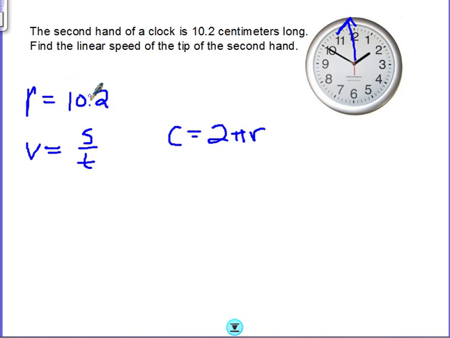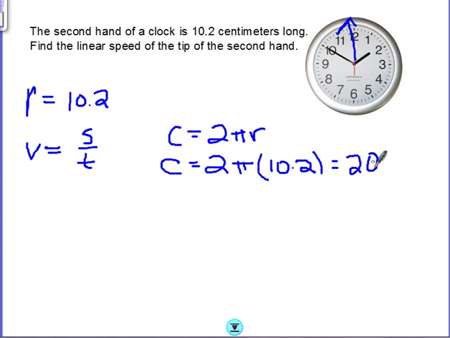Now they gave us r over here, the radius, so the circumference is equal to 2 times pi times your 10.2. So we get 20.4 pi, and let's keep thinking about what our units for this problem are. Our units are centimeters. So when we go one revolution around this clock, we're going 20.4 pi centimeters.